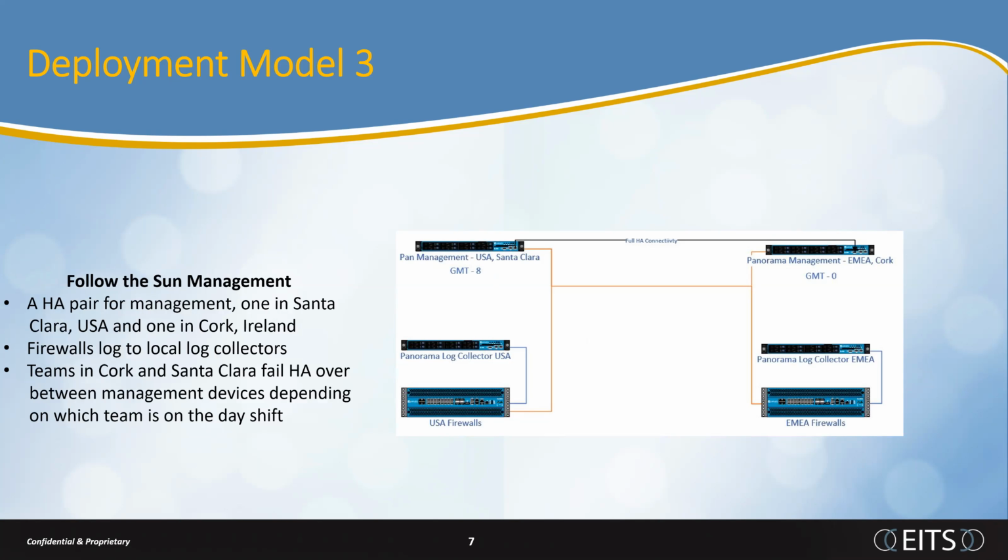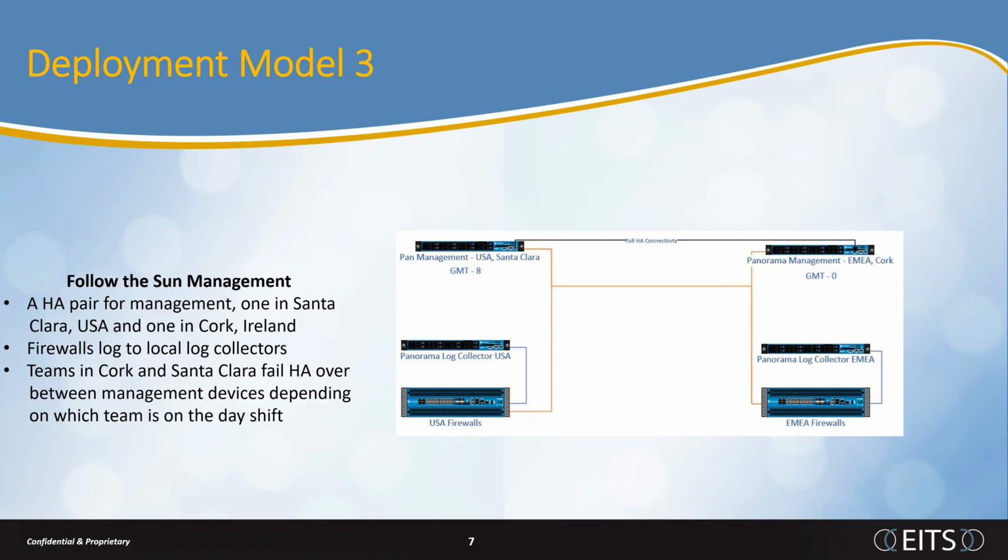So each of those management boxes has the ability to manage all the firewalls. The Panorama in Santa Clara can manage all the firewalls in the US. It can manage all the firewalls in EMEA. There's a log collector that collects the logs there in the US that all the firewalls report to, and then there's a log collector in EMEA that all the firewalls there report to. And once again, both management pairs can do reporting off of one or the other.